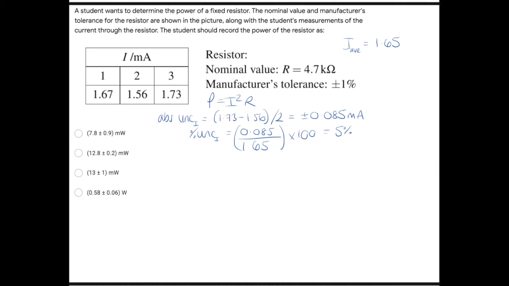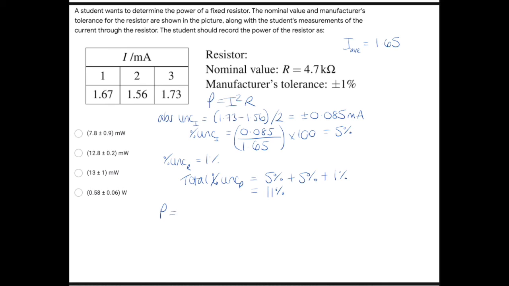If we then look at the uncertainty in our value for R, well, we are told that the tolerance for R is plus or minus 1%. So we've got a percentage uncertainty in R of 1%. And therefore our total percentage uncertainty in power is going to be the percentage uncertainties combined. But once again, we've got I squared. So actually we've got 5% uncertainty from the first value of I, a second 5% uncertainty from the second value of I, and then the 1% from the value for R, giving us a total percentage uncertainty of 11%.